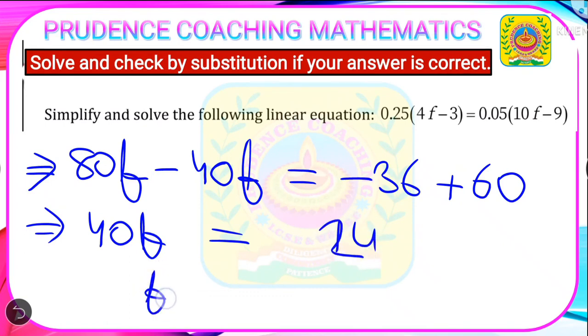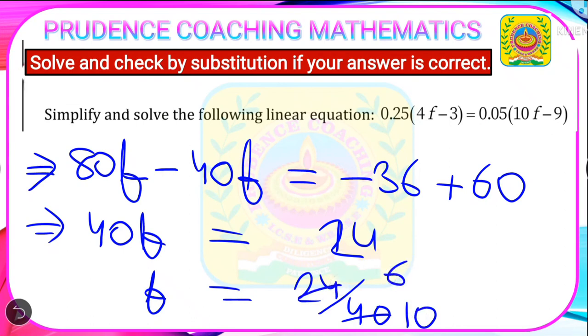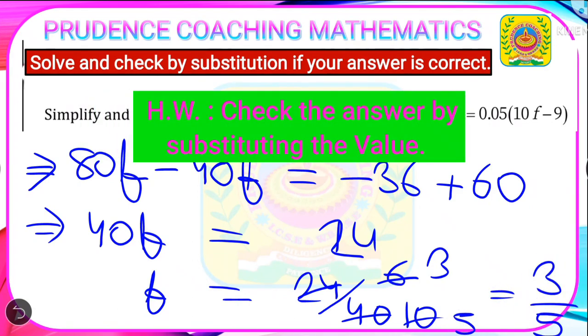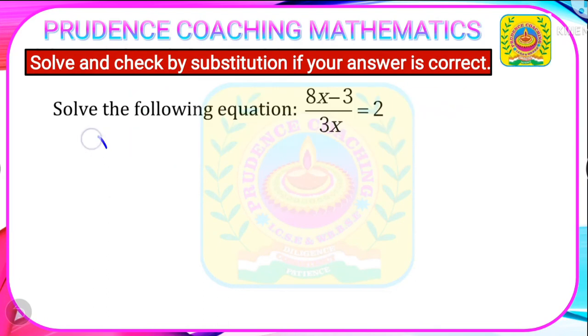So after further calculation you will get 24 by 40. Here, by cancelling with 4 you will get 10, and 4 6s are 24. Again you can cancel with 2, 3 2s are 6 and 5 2s are 10. So 3 by 5 is your value of f. Let us move on to the next one, that is (8x − 3) divided by 3x equals 2.